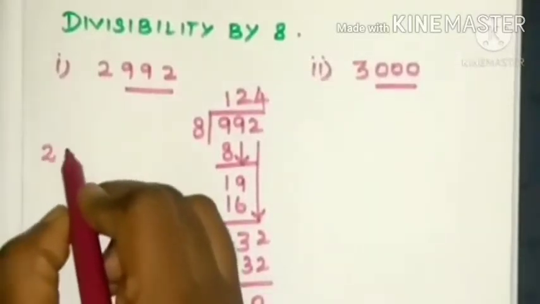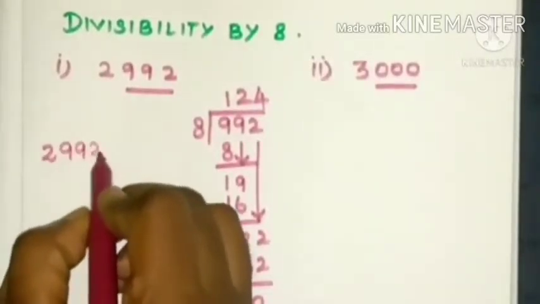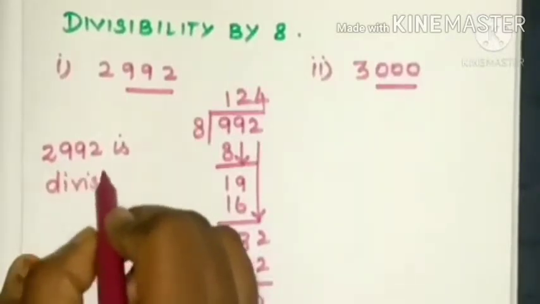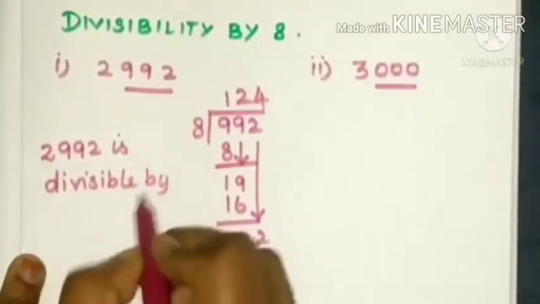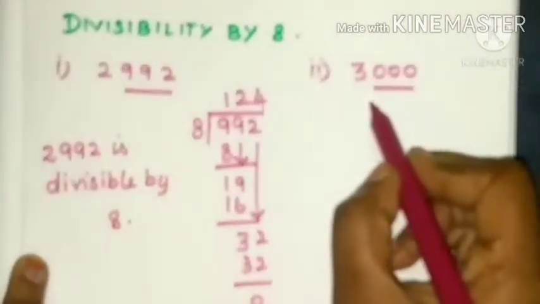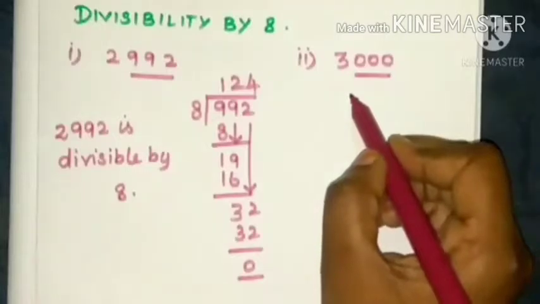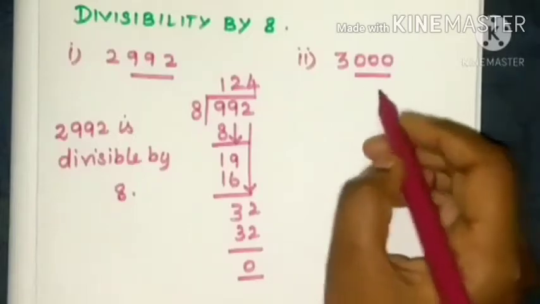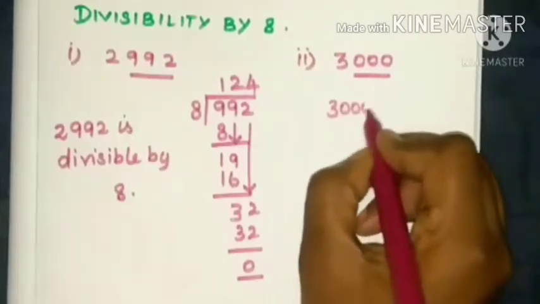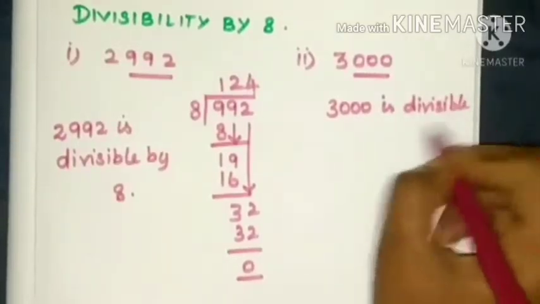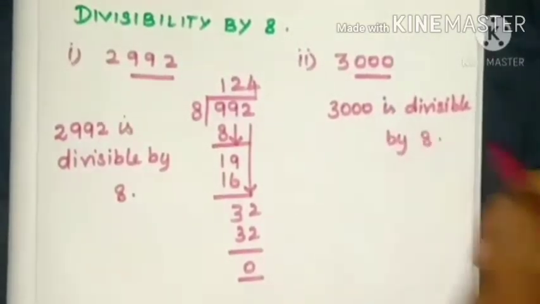So 2992 is also divisible by 8. Then find for 3000. If the last three digits of a given number are zeros, then also it is divisible by 8. So 3000 is divisible by 8.